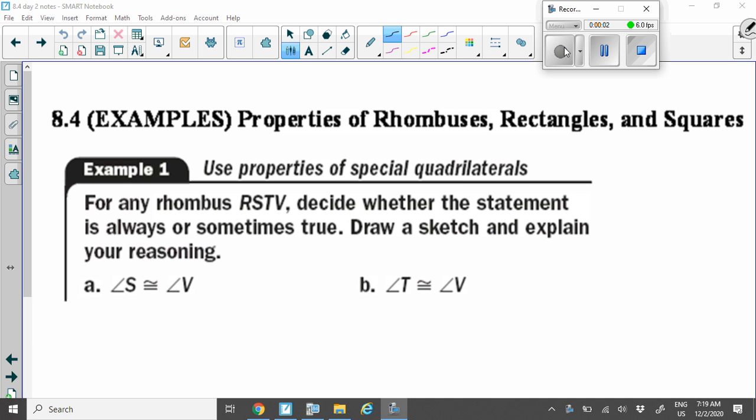Hey guys, so here is part one of the 8.4 day 2 notes. We are once again going to be talking about properties of rhombuses, rectangles, squares, and parallelograms.